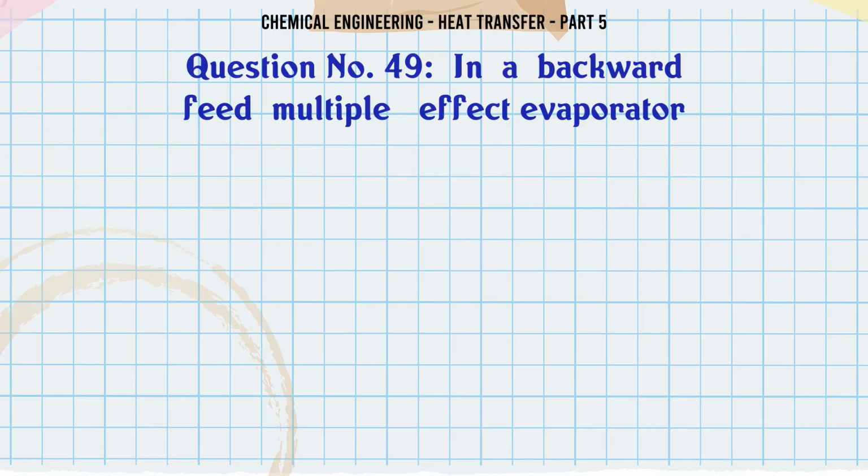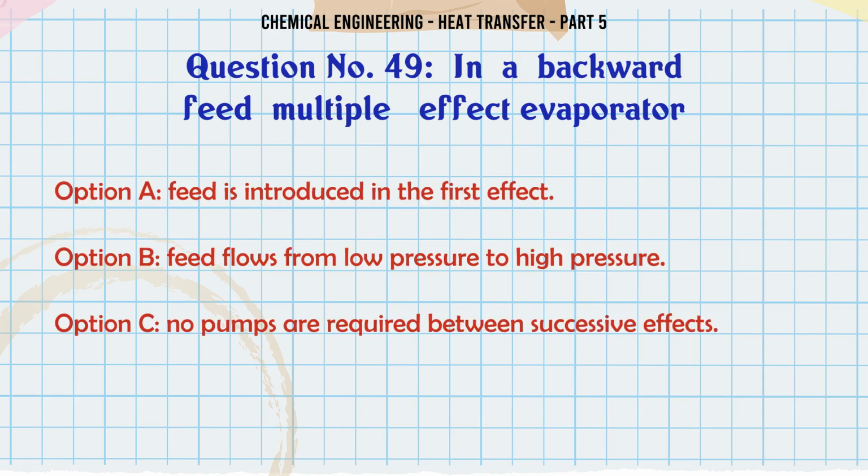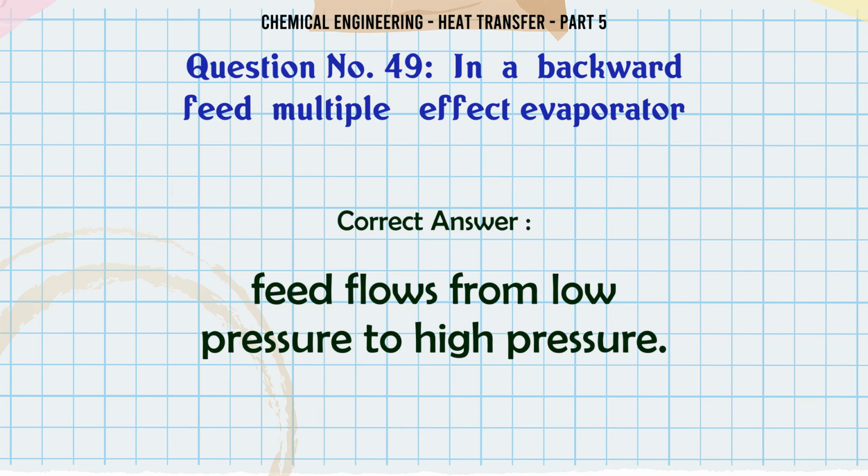In a backward feed multiple effect evaporator, A. Feed is introduced in the first effect, B. Feed flows from low pressure to high pressure, C. No pumps are required between successive effects, D. None of these. The correct answer is feed flows from low pressure to high pressure.